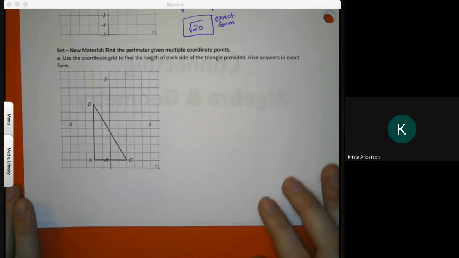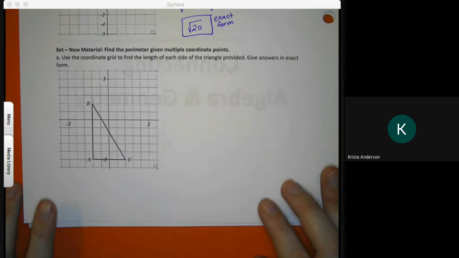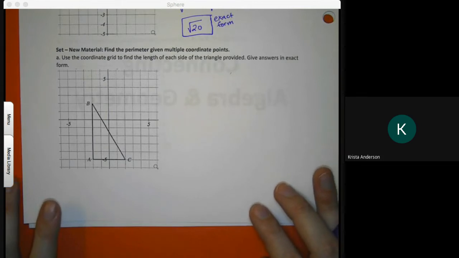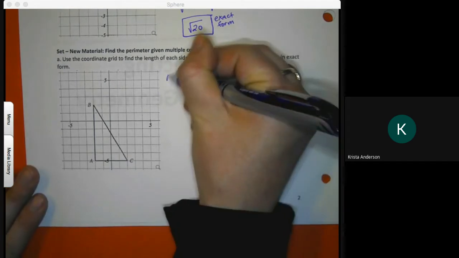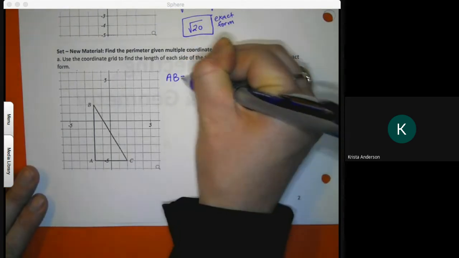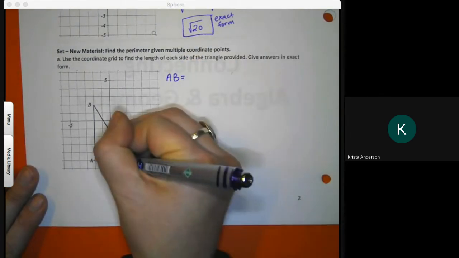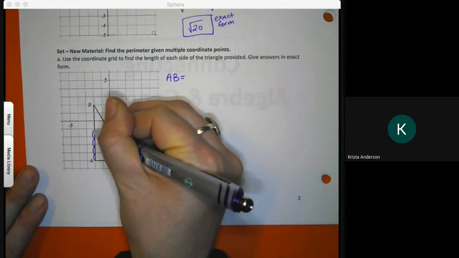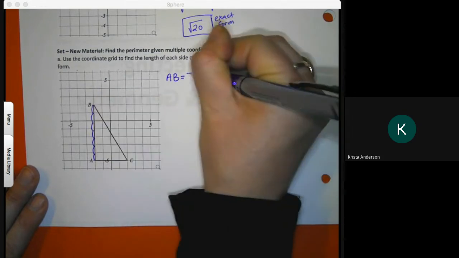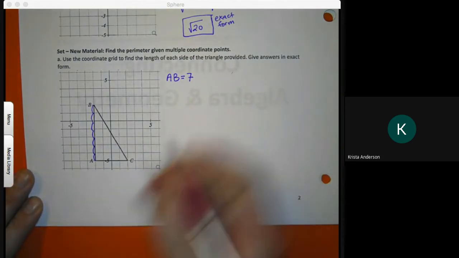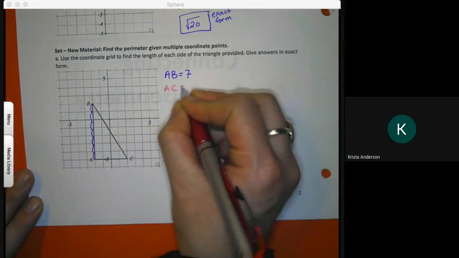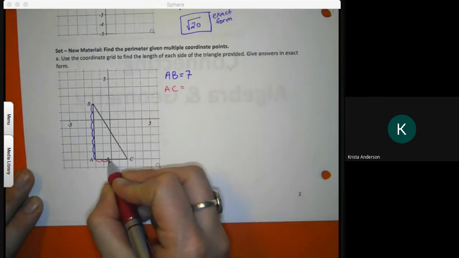Use the coordinate grid to find the length of each side of the triangle. Provide given answer in exact form. It wants as a radical. What is the measurement of A to B? 1, 2, 3, 4, 5, 6, 7. Good, yep. 7's correct. What about A to C? 1, 2, 3, 4.